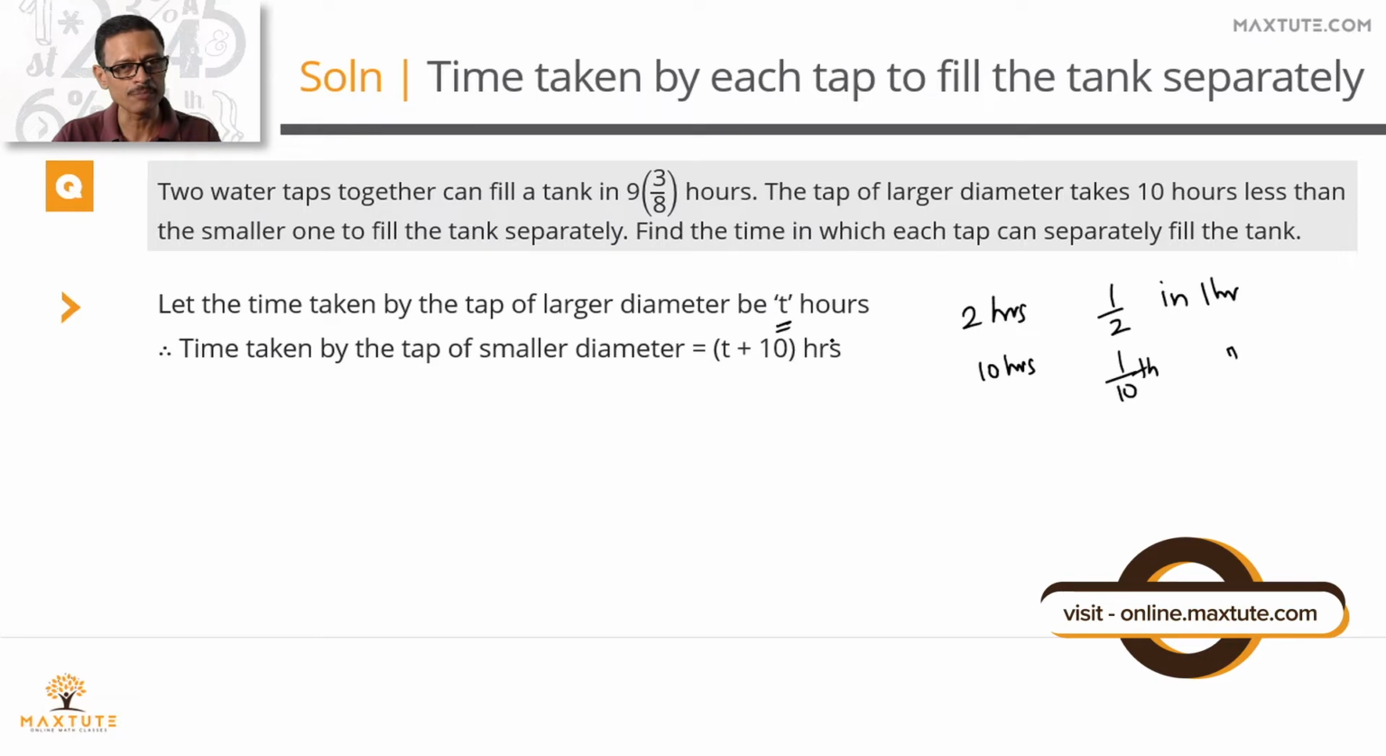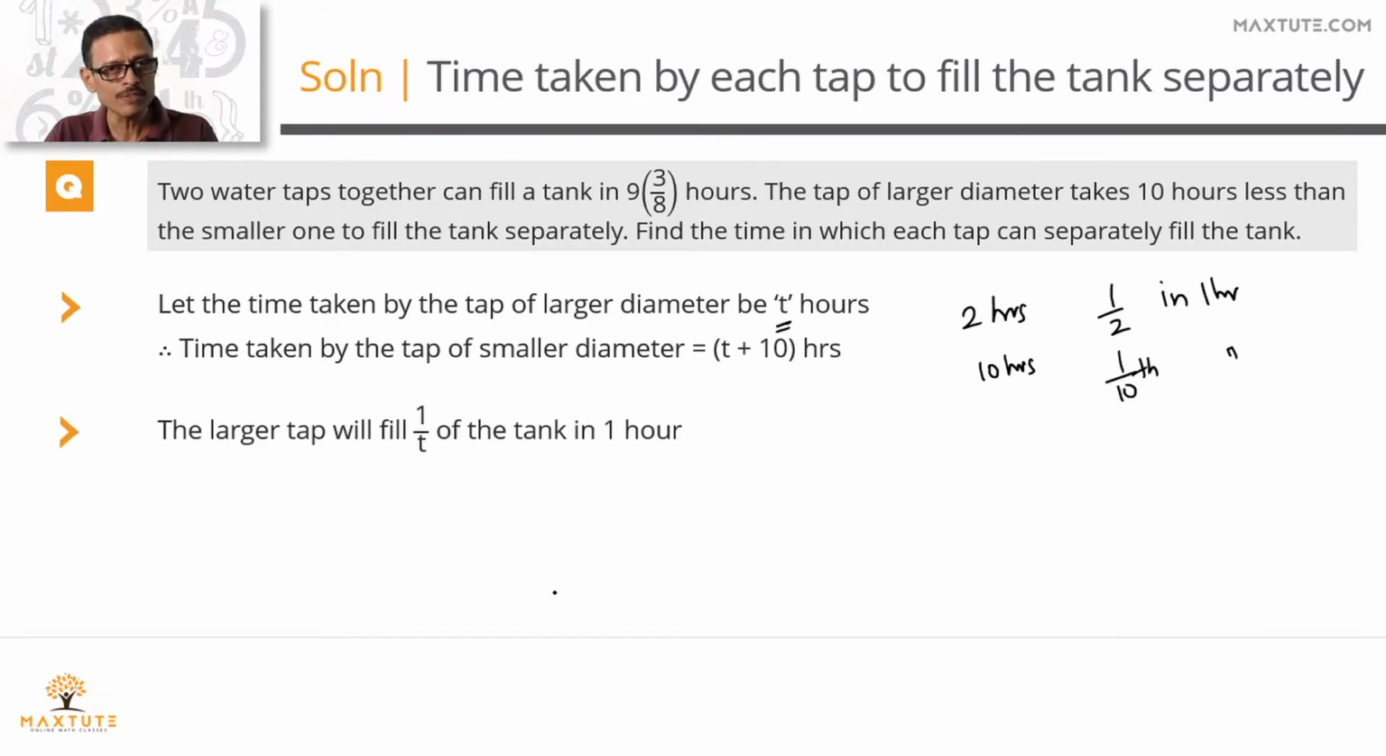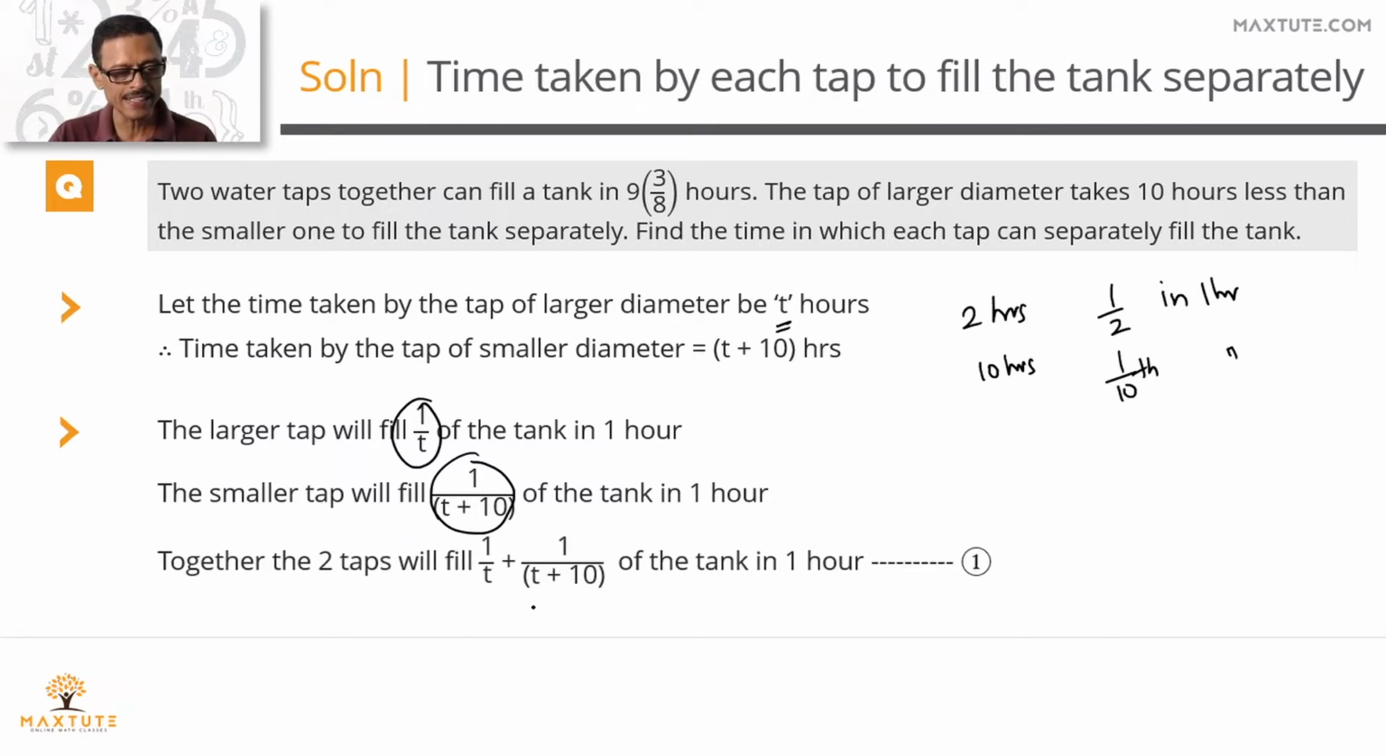We said the larger tap fills the tank in T hours. So in 1 hour, what fraction of the tank will it fill? It's going to fill 1/T of the tank in 1 hour. The tap of the smaller diameter takes T plus 10 hours to fill the tank. If it takes T plus 10 hours to fill the tank, in 1 hour, what fraction of the tank will it fill? It's going to fill 1/(T plus 10) of the tank. They fill together: 1/T of the tank gets filled by the larger pipe, and 1/(T plus 10) will be filled by the smaller tap. So together they will fill 1/T plus 1/(T plus 10) of the tank in 1 hour.